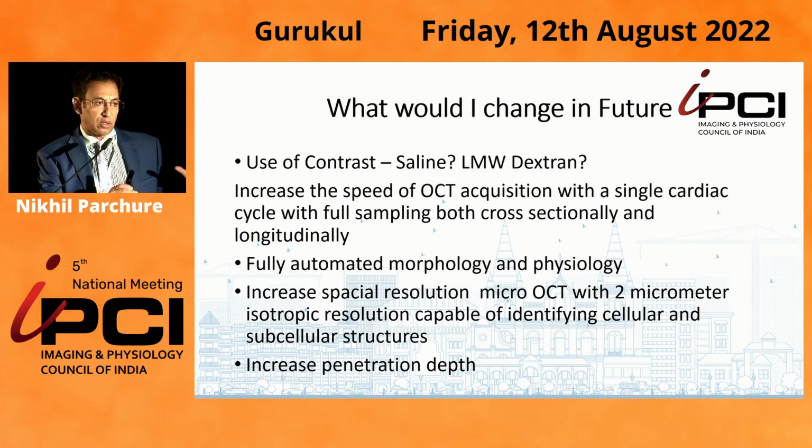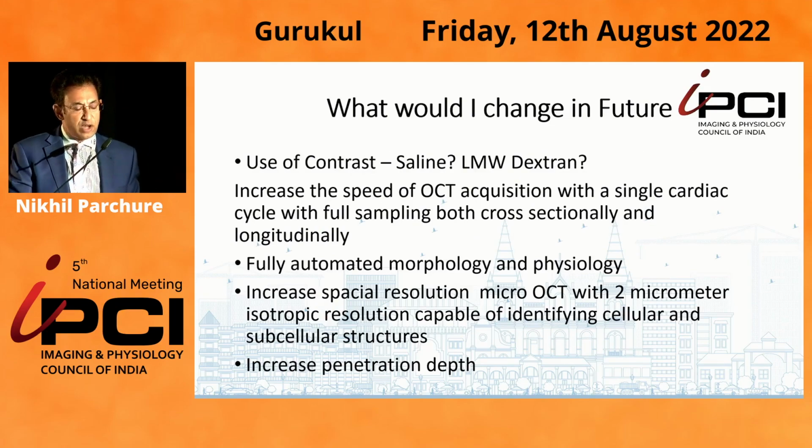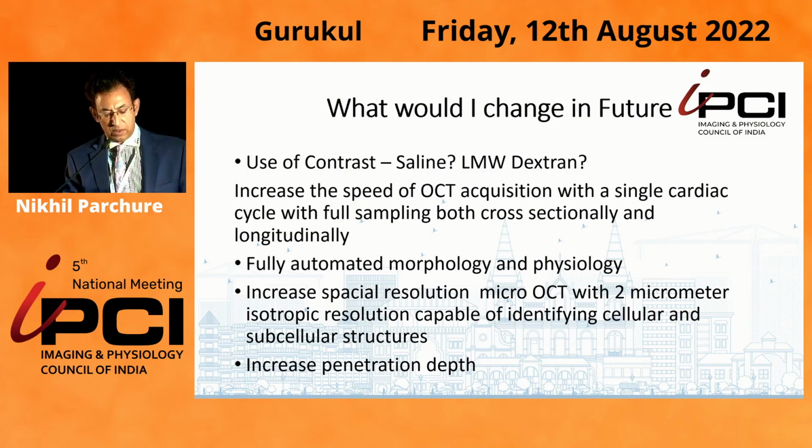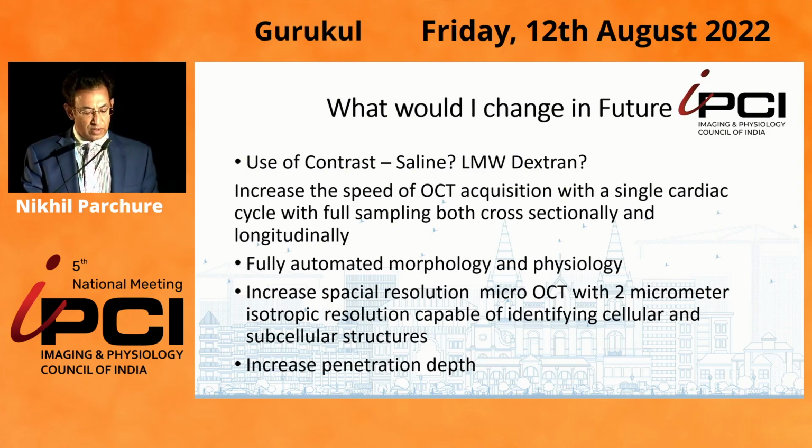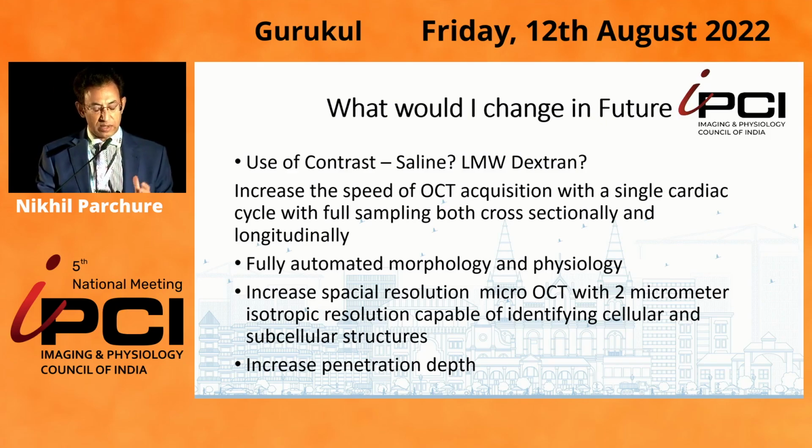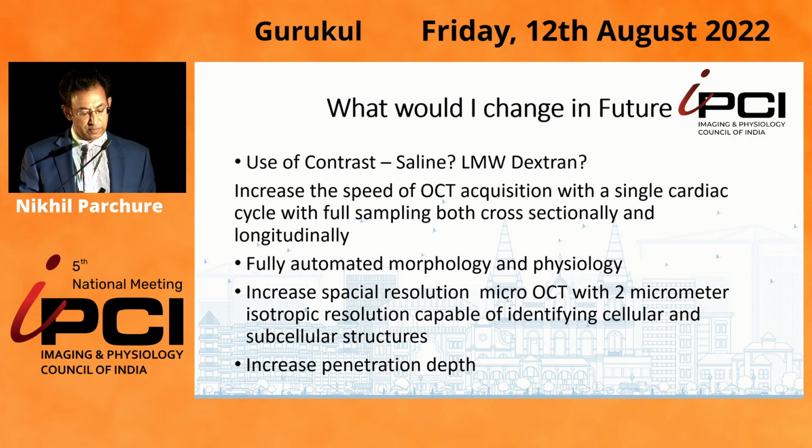So having looked at that, what would I change in future from technical aspects? You would say use of contrast. You would argue that I would use saline or low molecular weight dextran. We'll look at this in the next slide. But I would say increase the speed of OCT acquisition within a single cardiac cycle, with full sampling both cross-sectionally and longitudinally. That means it will require a very small amount of contrast, with 2 to 3 mils only.